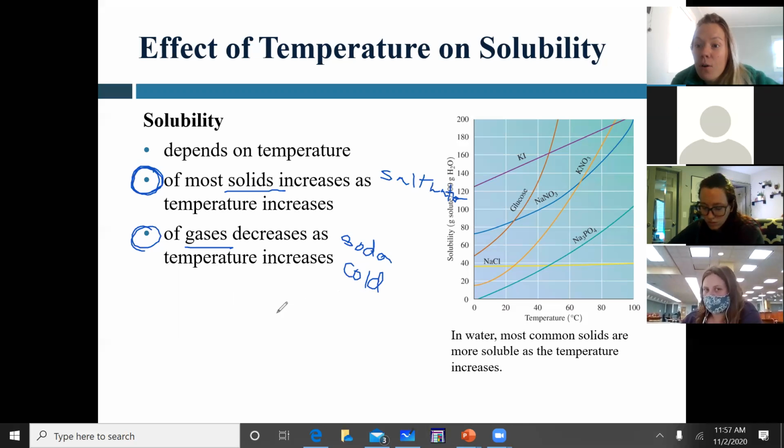Why do we have our soda cold? Because when it's cold, it can hold the gas. The gas will stay dissolved. When it's warm, your pop's going to get fizzy really quickly because it's going to lose all of that gas. So solids, as we increase the temperature, we increase solubility. Gases, as we increase the temperature, we decrease solubility. Warmer things hold less gas, but more salt.